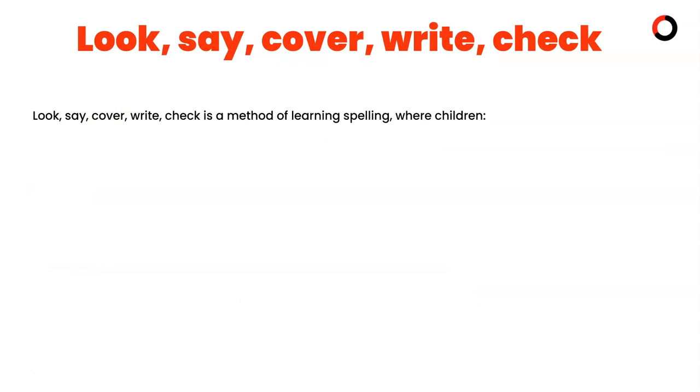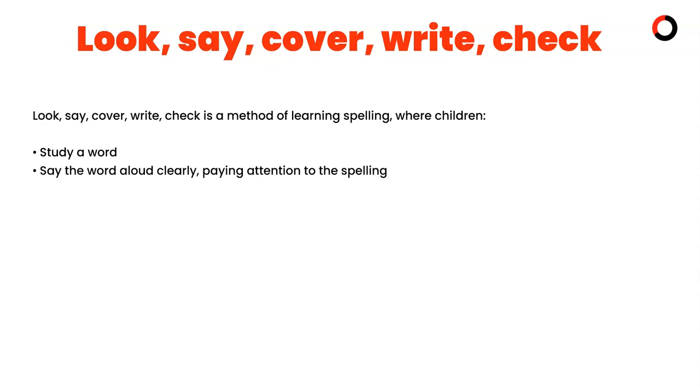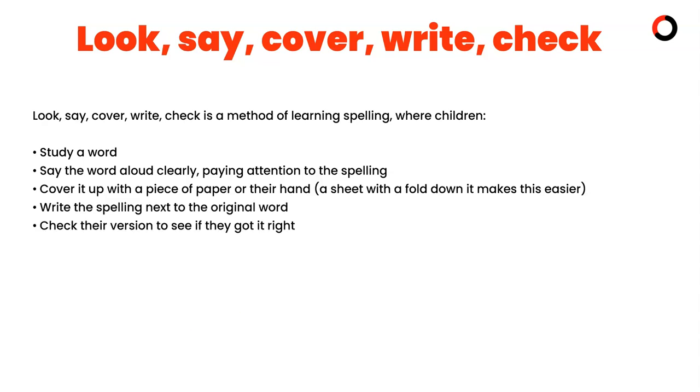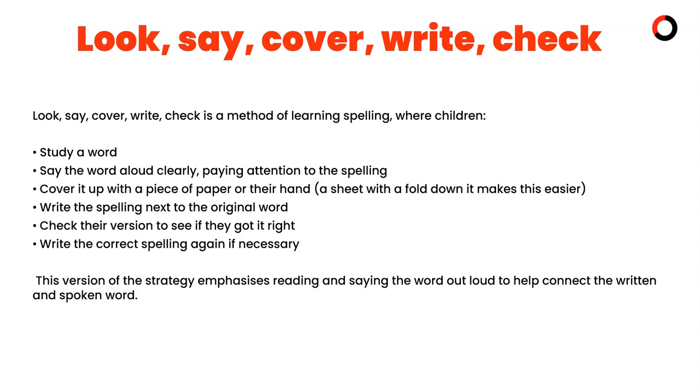So let's quickly recap for a second time the look, say, cover, write, check strategy. So this is a method of learning spelling where children study a word, say the word aloud clearly, paying attention to the spelling, cover it up with a piece of paper or their hand, a sheet of paper with a fold, that's why we've included a template, write the spelling next to the original word, check their version to see if they've got it right, and then write the correct spelling again if necessary. So this version of the strategy emphasizes reading and saying the word out loud to help connect the written and spoken word.